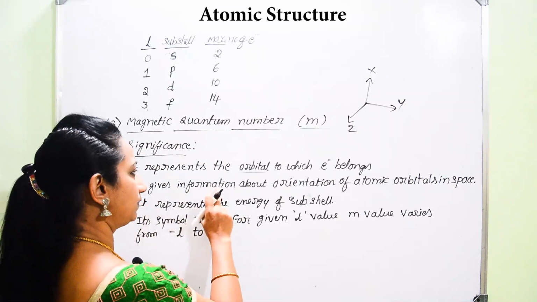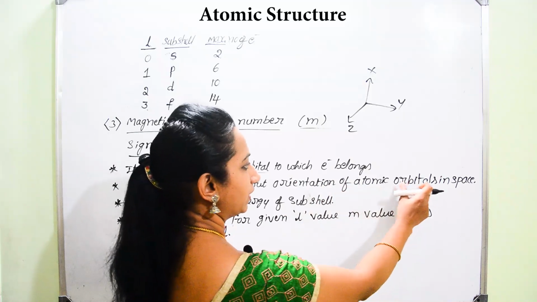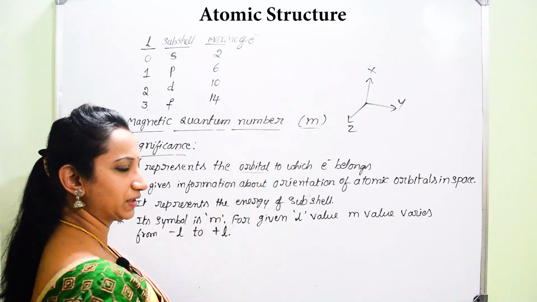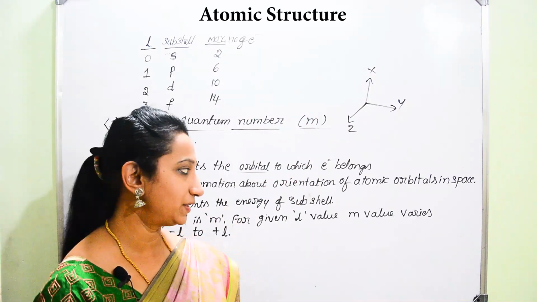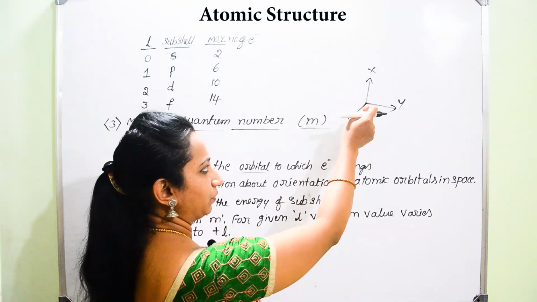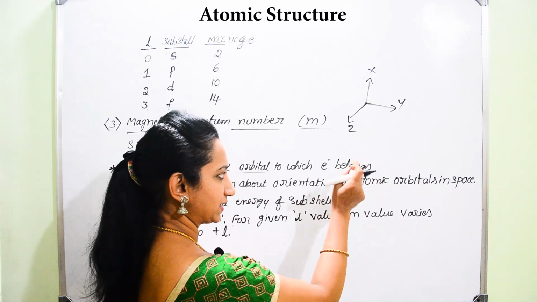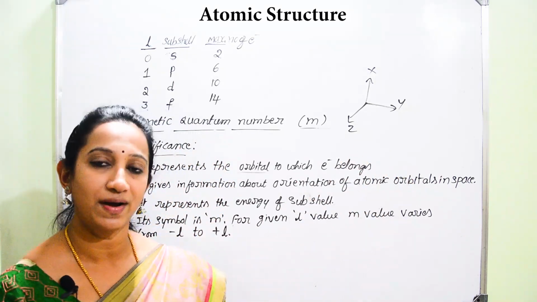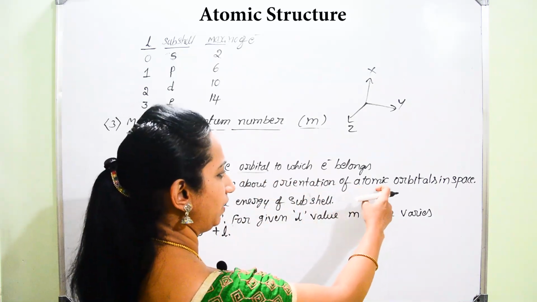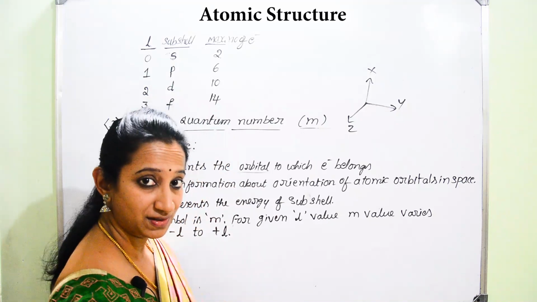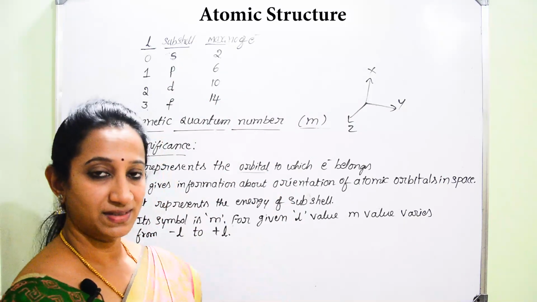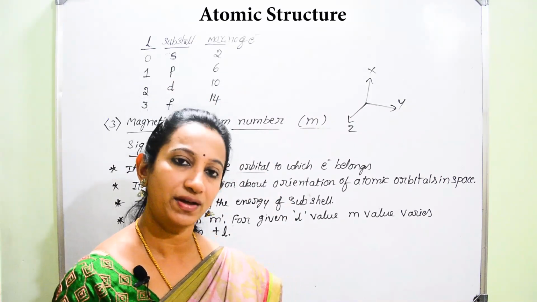Now, it is giving the information about the orientation of atomic orbitals in space. Whether it is spherical shape, dumbbell shape or double dumbbell shape, information is given regarding this electron, where it is oriented, either the x-axis, y-axis or z-axis. That is nothing but the orientation of the atomic orbital, either it is px or py or pz. Similarly, either it is dxy, dyz, dzx. It depends on the orientation.